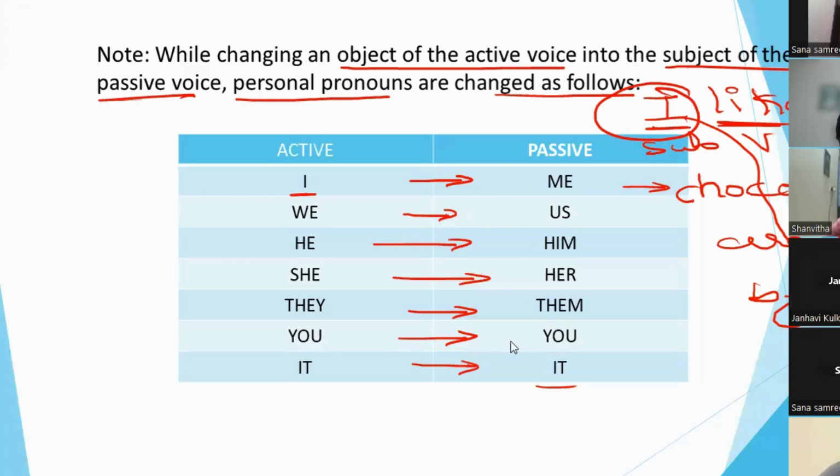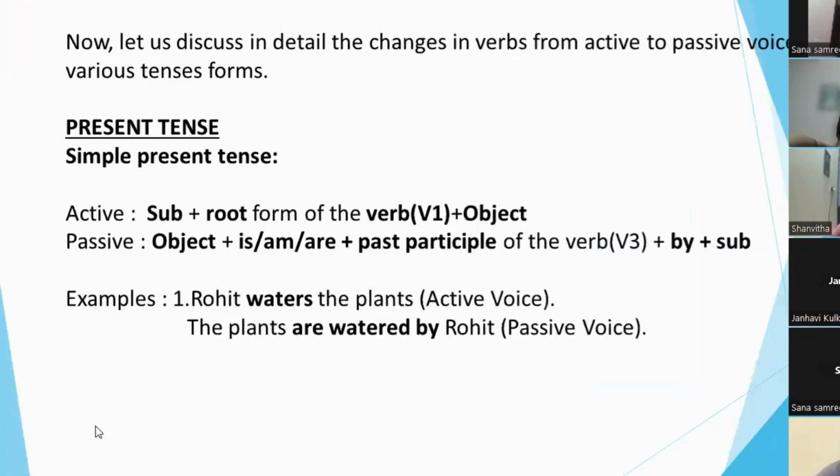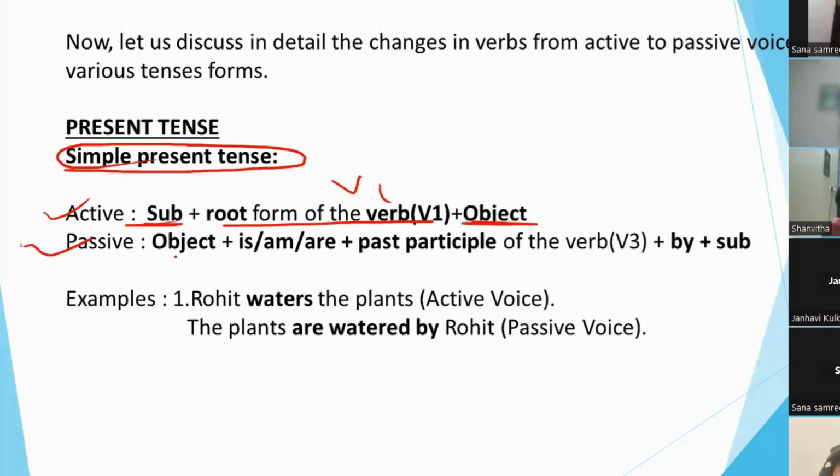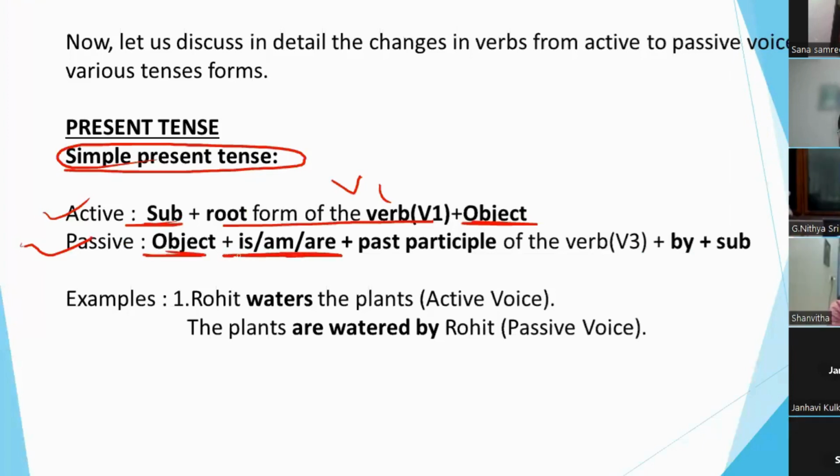Now let us see, when your active voice is in different tenses, what are the auxiliary verbs that you have to use. If you have your active voice in the simple present tense, the structure is subject plus first form of verb and object. Then your passive voice should have the structure: object plus is, am, or are as your helping verbs, plus the past participle form of the verb V3, and then by plus subject.